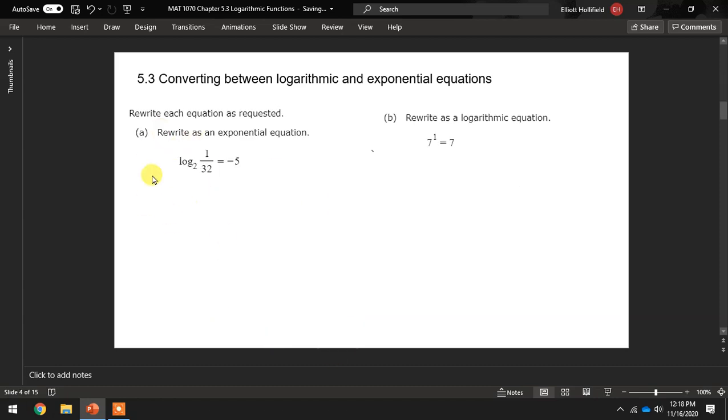Let's try some more examples here, going in both the forward and backwards direction, from exponential to log and from log to exponential. Here the base is 2, so let's raise 2 to both sides of this expression. These cancel, and we get 1 over 32 is equal to 2 raised to the -5. Over here, let's take the log base 7 of both sides. That says that the log base 7 of 7 raised to the 1 power is equal to 7.